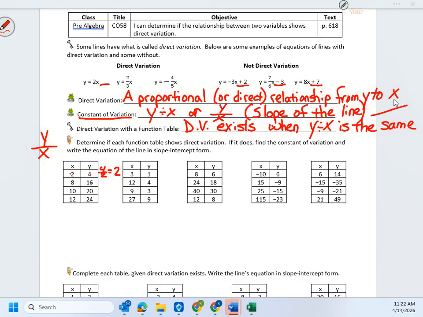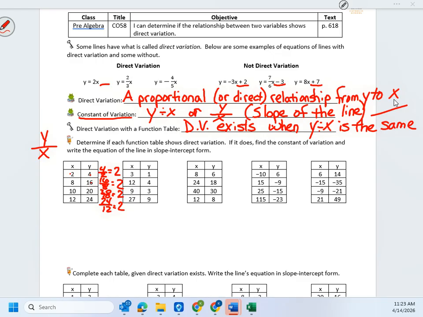Then we have 16 divided by 8. What is 16 divided by 8, Holland? Then we have 20 divided by 10. What is 20 divided by 10? Elliot? And we have 24 divided by 12. What is 24 divided by 12? Bo? 2.